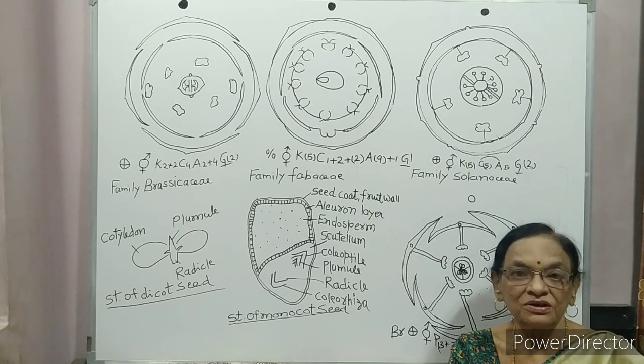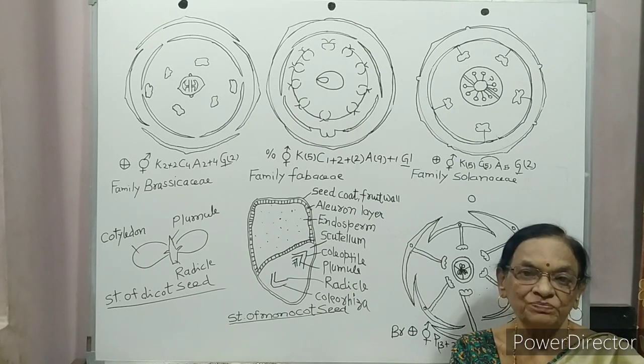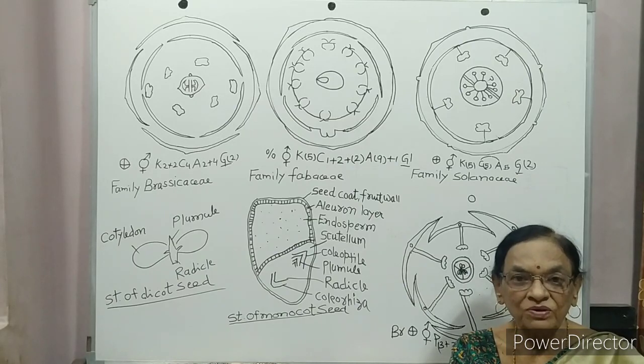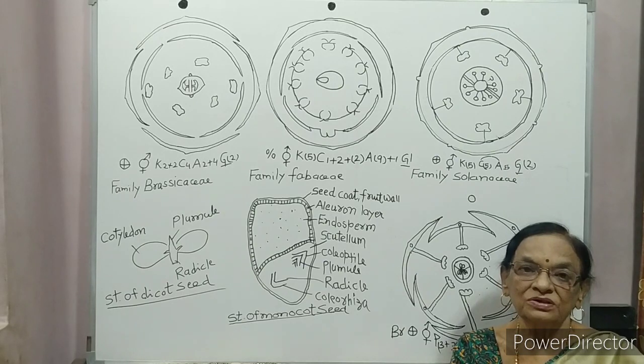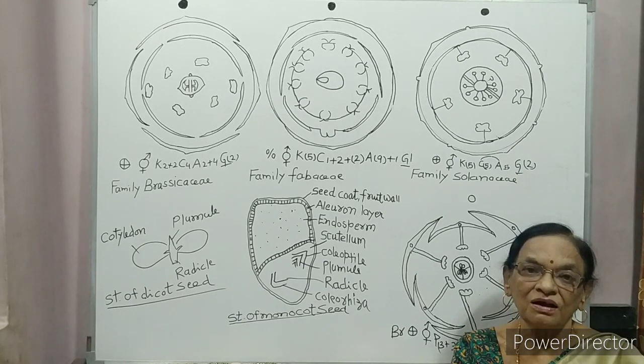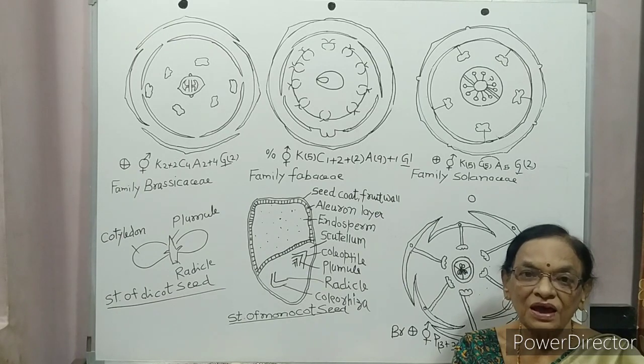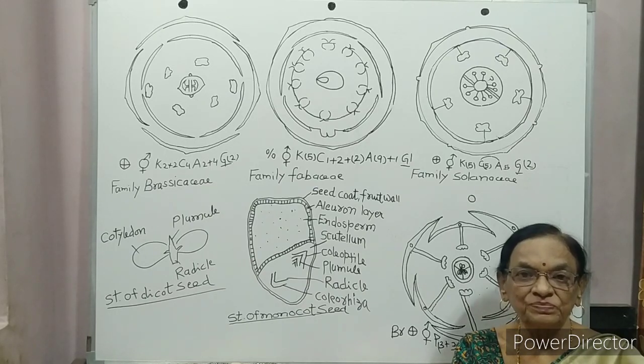After fruit, the seed is described. You know, after fertilization, the ovule is converted into the seed. Seeds are of two types, monocot and dicot seed. Monocot seed has one cotyledon and dicot seed has two cotyledons.